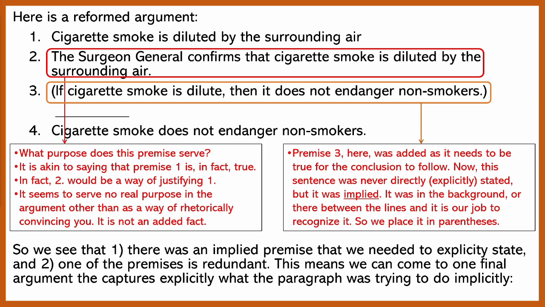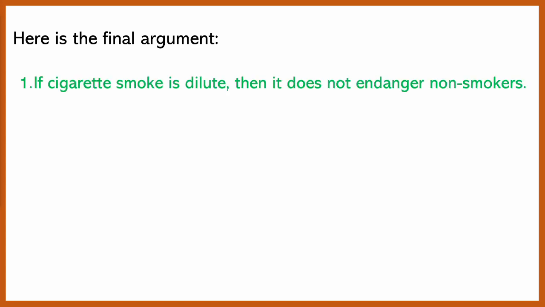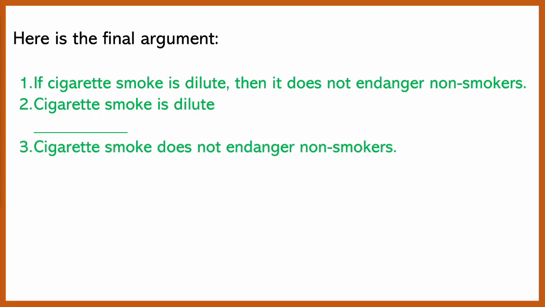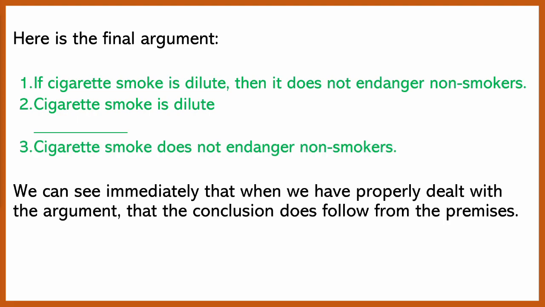So let's rewrite all of this to capture explicitly what the paragraph was trying to do implicitly. And it goes like this. So here's our final argument. If cigarette smoke is dilute, then it does not endanger non-smokers. Cigarette smoke is dilute, therefore, cigarette smoke does not endanger non-smokers. And we can see immediately that when we have properly dealt with the argument, the conclusion does follow from the premises. In fact, this is a valid deductive argument. For those of you who want to know, this is a modus ponens argument.